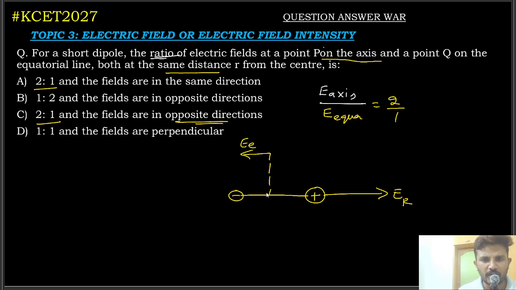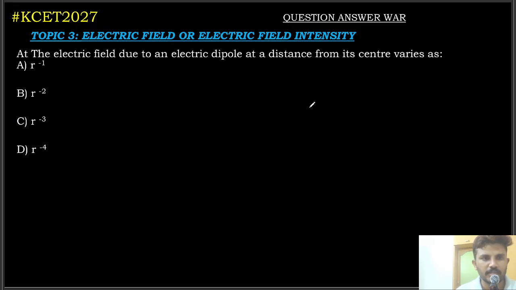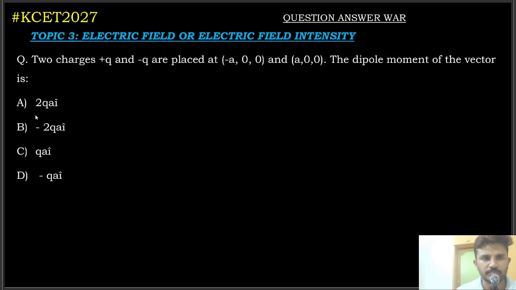E equatorial will always be in the opposite direction of the dipole moment. Here E resultant will be in the direction of the dipole moment, so there will be 180 degrees. So that's why option C is correct. Next, electric field due to dipole at a distance from its center varies as, inversely proportional to r cube. That's why option C is correct.